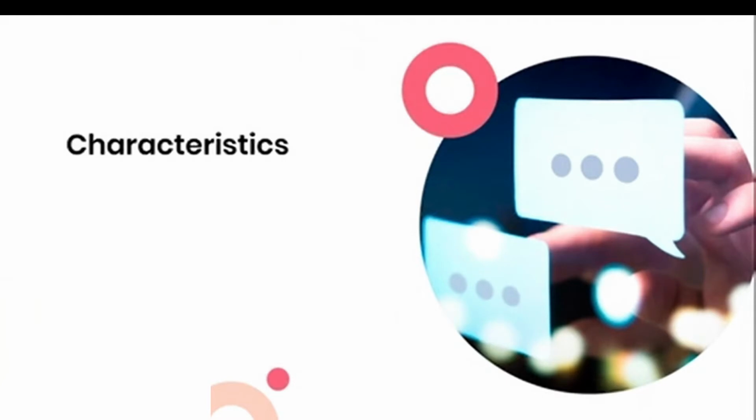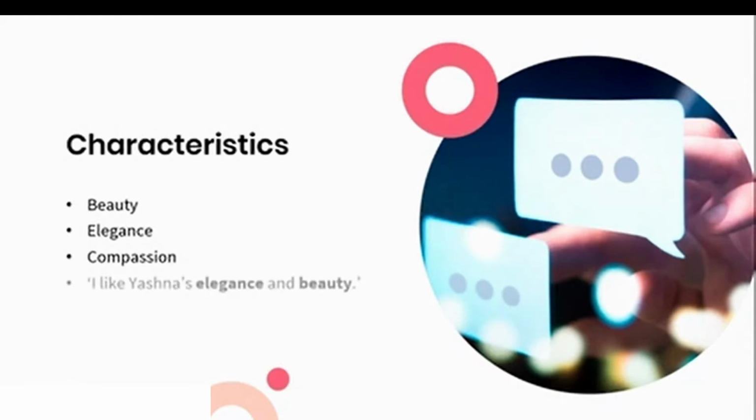Other abstract nouns can also be characteristics like beauty, elegance, compassion. Let's use some of these in a sentence. I like Yashna's elegance and beauty.